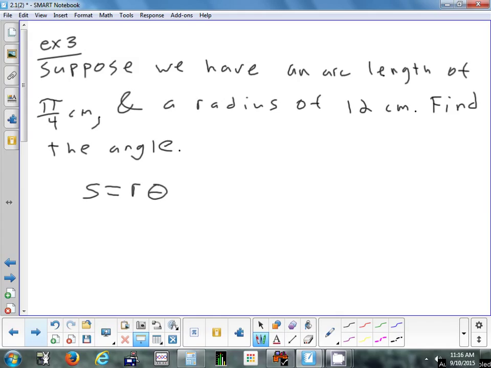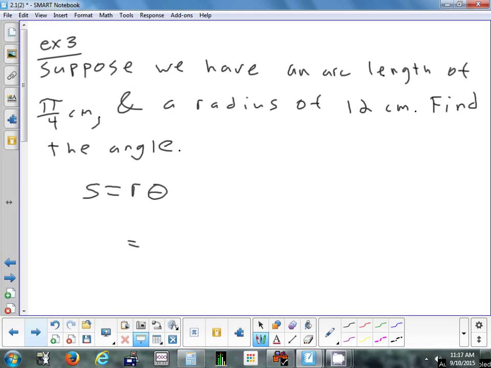Okay, let's look at this one and see what they're asking us to find. So they're telling you the arc length is pi over 4, radius is 12. Find the angle. Okay, so Derek, which letter are they asking me to find this time? The S, R, or theta? The theta. Yeah, we're going to find the theta. Okay, they're giving us the other two.